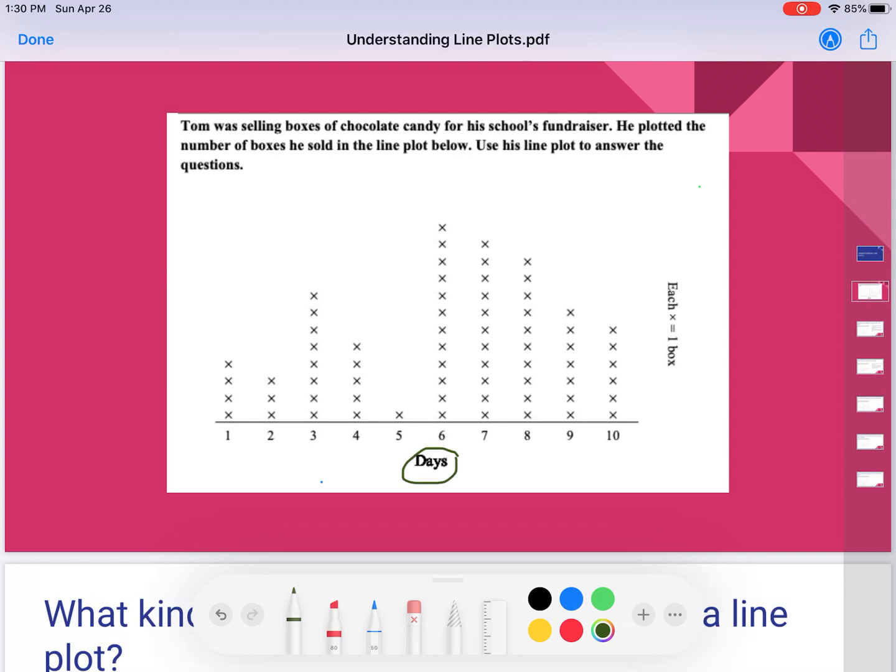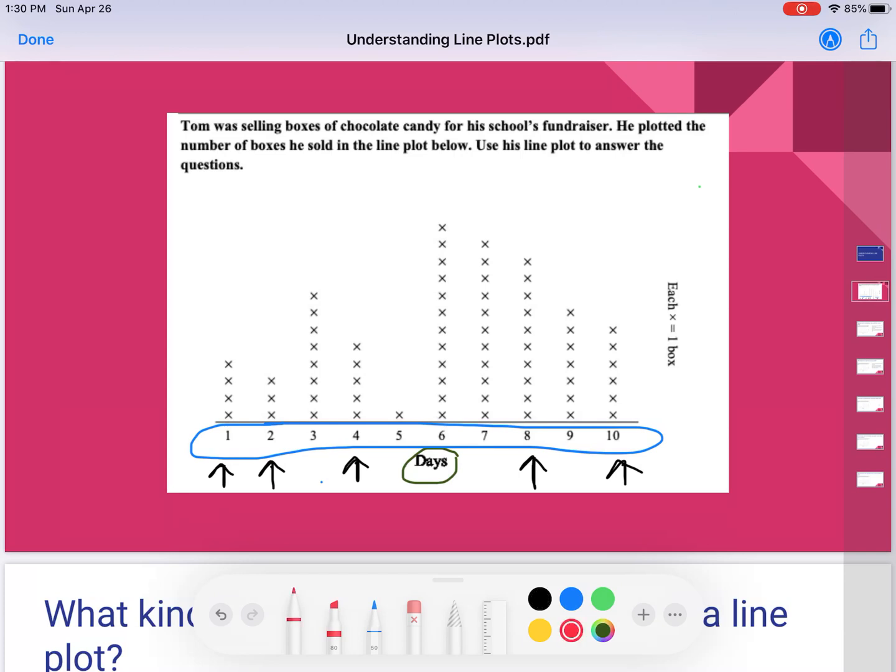And our label can be found at the bottom of our line plot. And this label tells us what these numbers stand for or represent. So in this line plot, each of those numbers represent days. For example, this represents day 1, day 2, day 4, day 8, day 10. And each of those numbers represent or tell us a day.